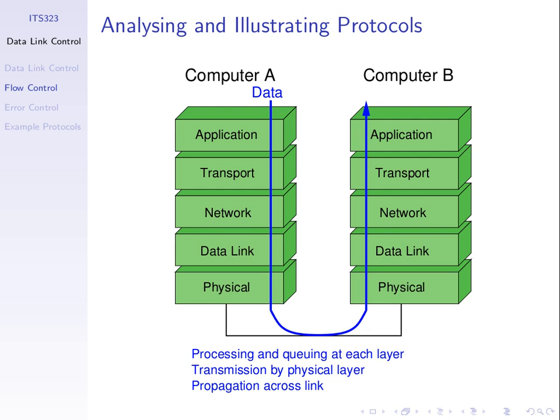In some cases, there may be an additional queuing delay. So normally we can think that there's processing and queuing delay in each of the layers. Transport layer processes, network layer processes, there may be some delay in each of them. So those delays are inside the computers, both the source and destination. The other two components of delay are transmission and propagation. Transmission, think of as how long does it take for the physical layer to send the bits onto the link?